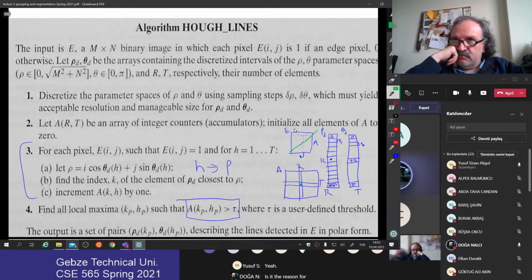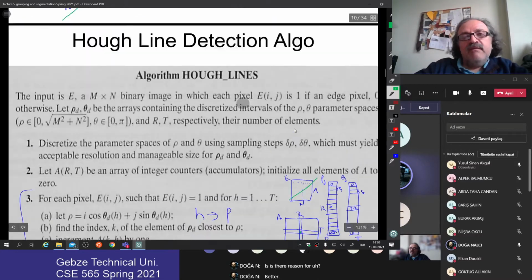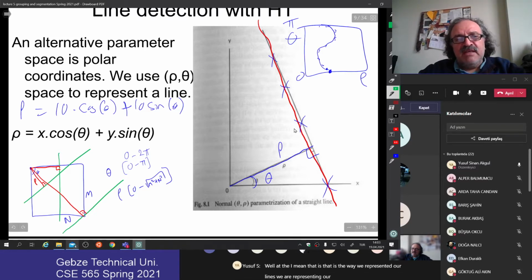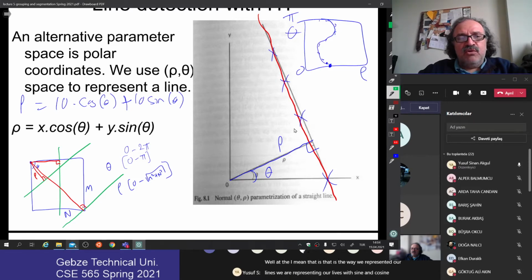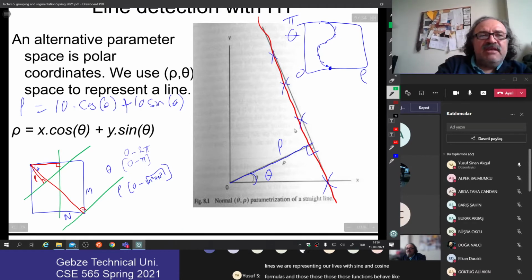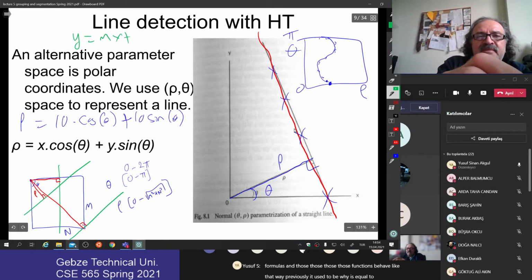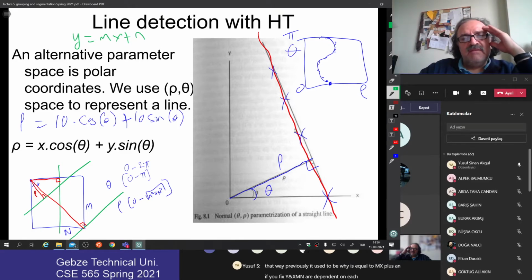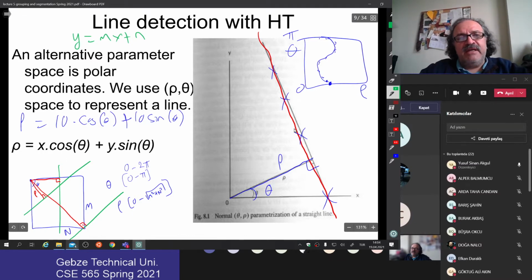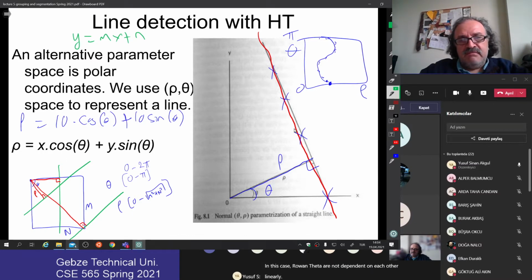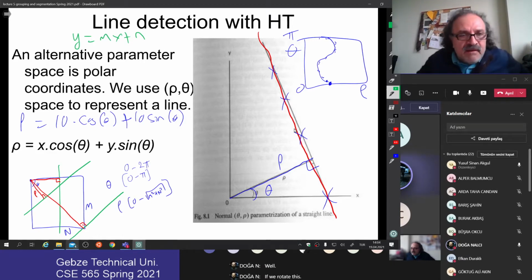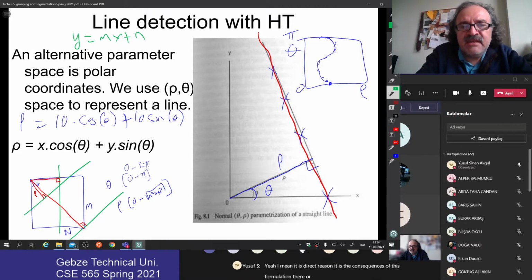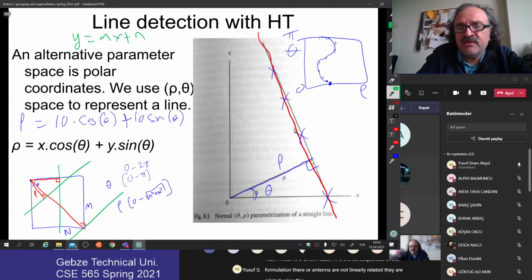Is there a reason for theta? Well, I mean, it is the way we represented our lines. We are representing our lines with sine and cosine formulas, and those functions behave that way. Previously, it used to be y is equal to mx plus n. If you fix y and x, m and n are dependent on each other linearly. In this case, rho and theta are not dependent on each other linearly. It is a direct consequence of this formulation. The rho and theta are related using these trigonometric functions.